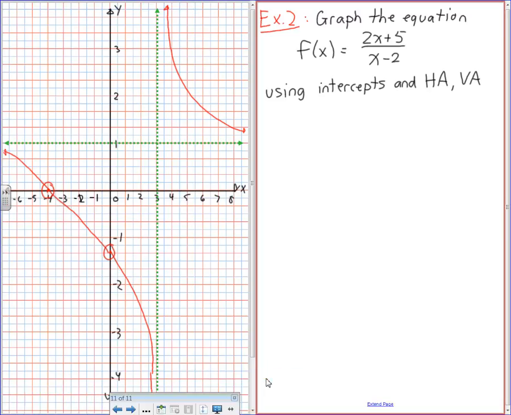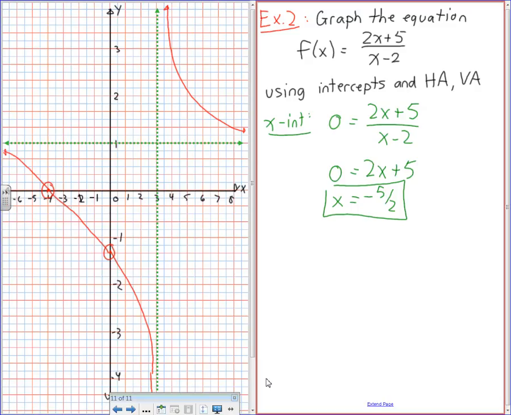Be brave and tell me how I find the X-intercept. Start with that. Go ahead. You said 0, x minus 2. Good. Okay, so my X-int is going to be -5 over 2, comma 0.